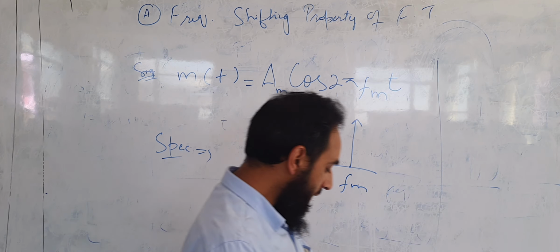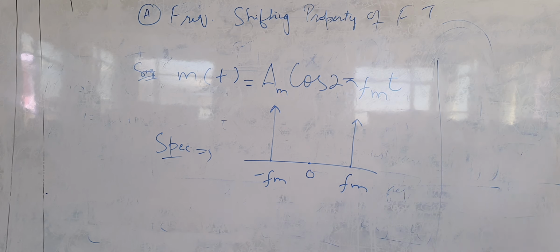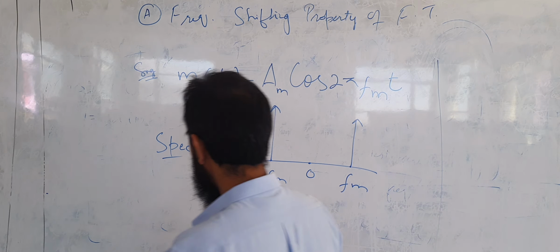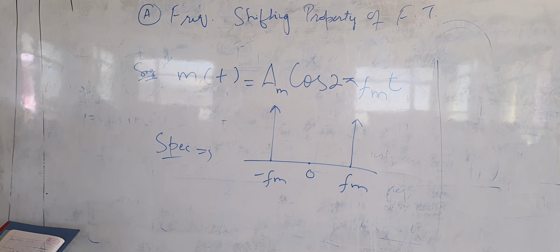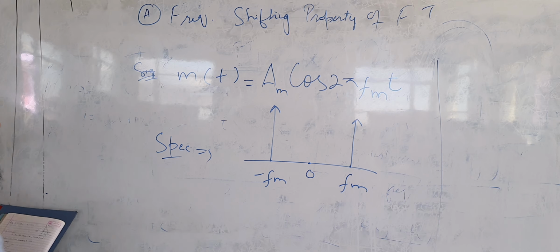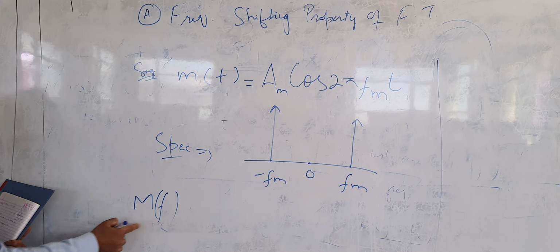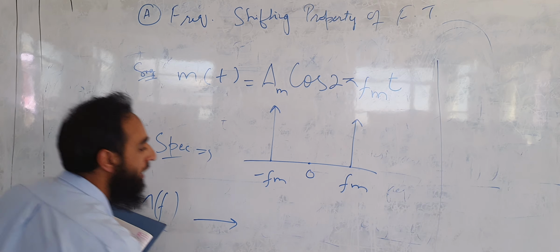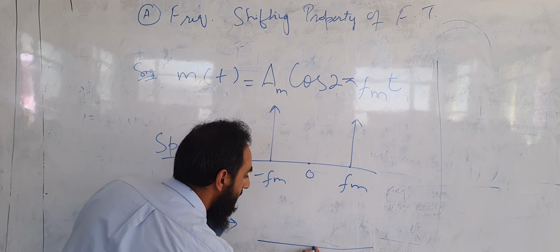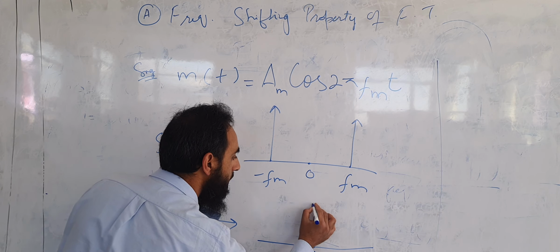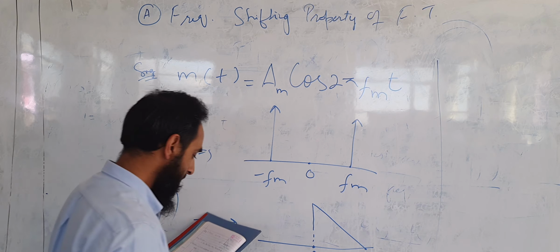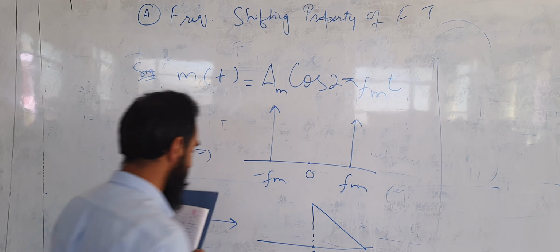Next one, if the message signal contains multiple frequencies, जिसको हमने डिनोट किया है M of f से, उसका जो स्पेक्ट्रम होगा वो एक कंटिन्यूअस स्पेक्ट्रम होगा. ओमेगा.